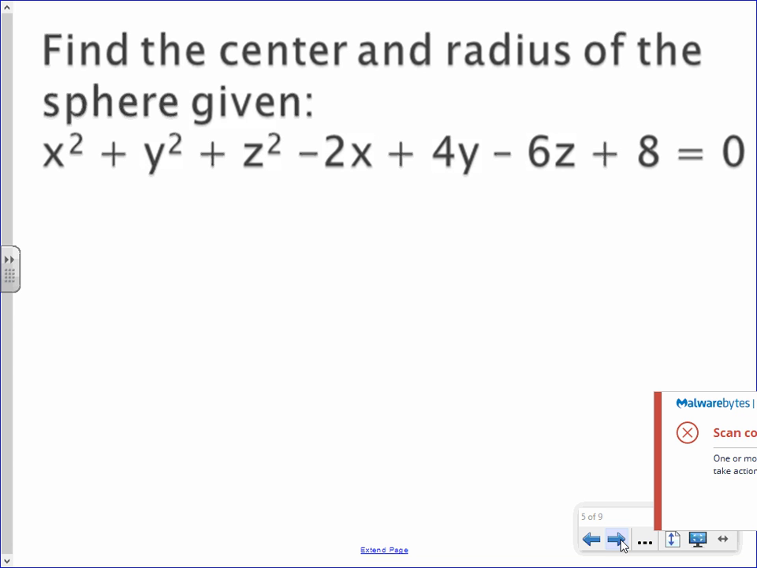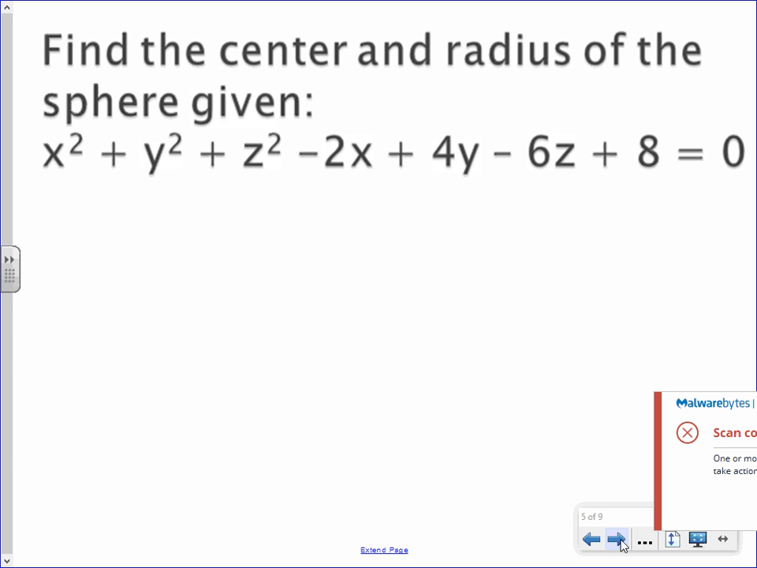Now, I saw some eyes roll. Why did the eyes roll? We have to complete the square 3 times. Now the good news is x squared, y squared, and z squared all have the same coefficient, which means we have a sphere. More specifically in this case, all of them have coefficients of 1, so you don't have to worry about that. However, if you did have coefficients like 4x squared plus 4y squared plus 4z squared, you would need to factor those out.